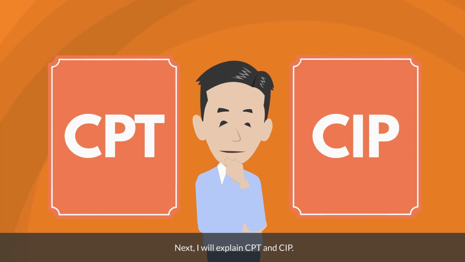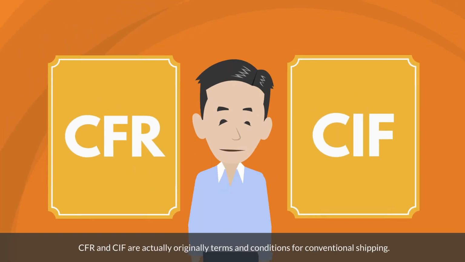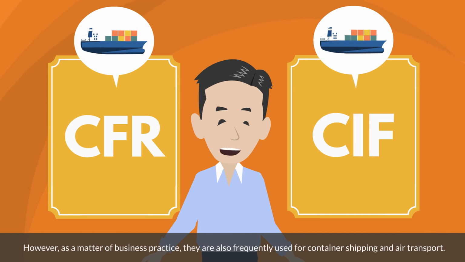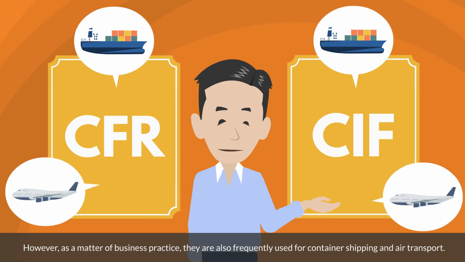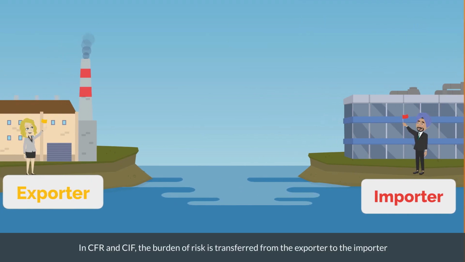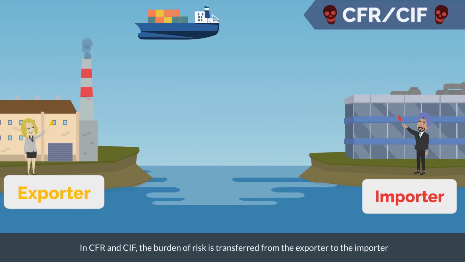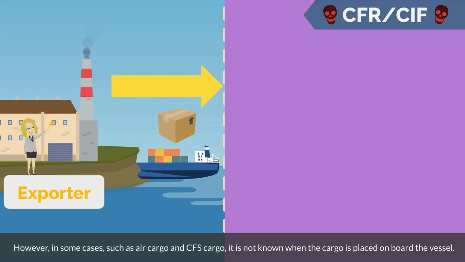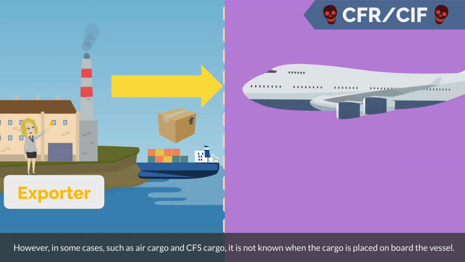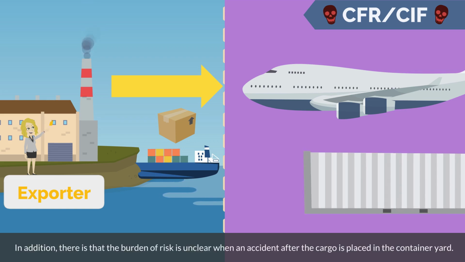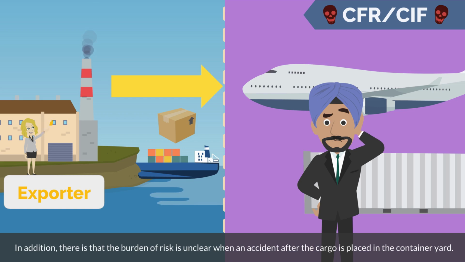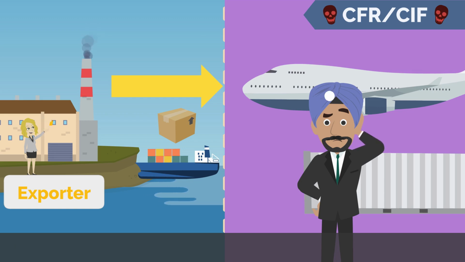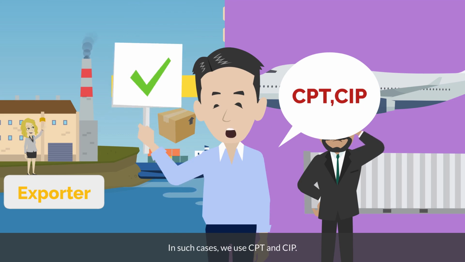Next, I will explain CPT and CIP. CFR and CIF are actually originally terms and conditions for conventional shipping. However, as a matter of business practice, they are also frequently used for container shipping and air transport. In CFR and CIF, the burden of risk is transferred from the exporter to the importer when the cargo is placed on board the vessel. However, in some cases, such as LCL cargo and CFS cargo, it is not known when the cargo is placed on board the vessel. In addition, the burden of risk is unclear when an accident occurs after the cargo is placed in the container yard. In such cases, we use CPT and CIP.